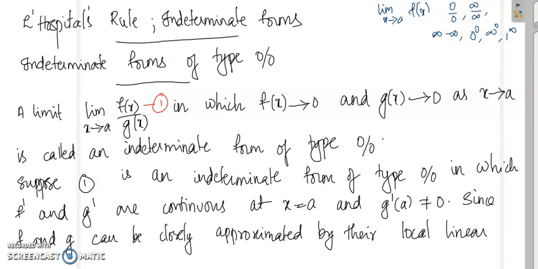Okay. So, such forms, if your limit appears in such forms, so they are called the limits in indeterminate forms, and we are going to evaluate such limits. In such cases, we can use L'Hospital's rule.